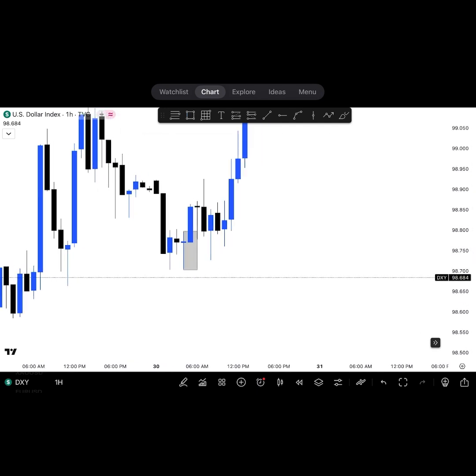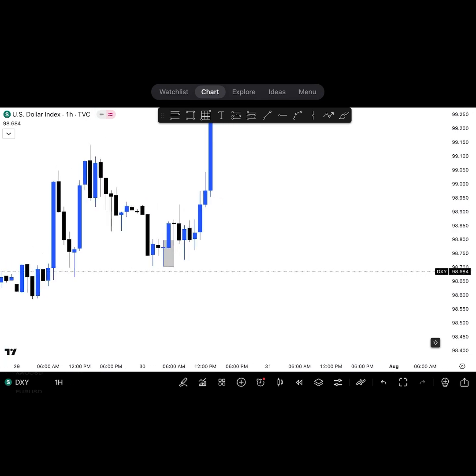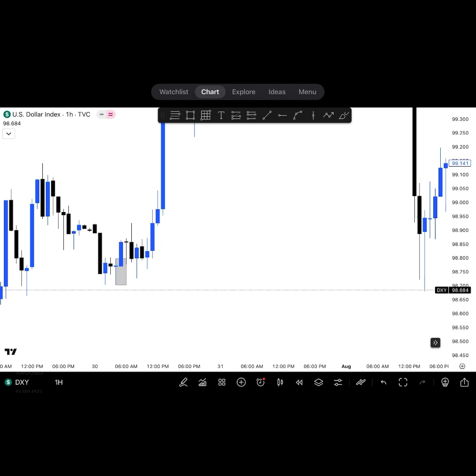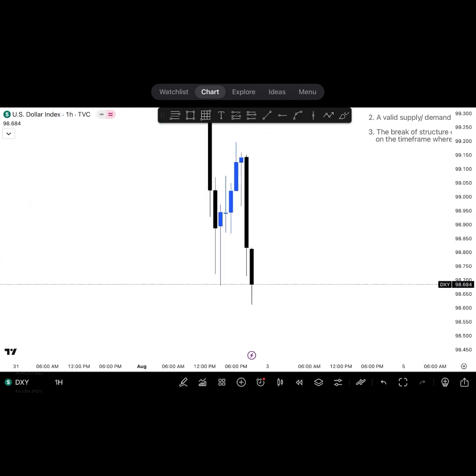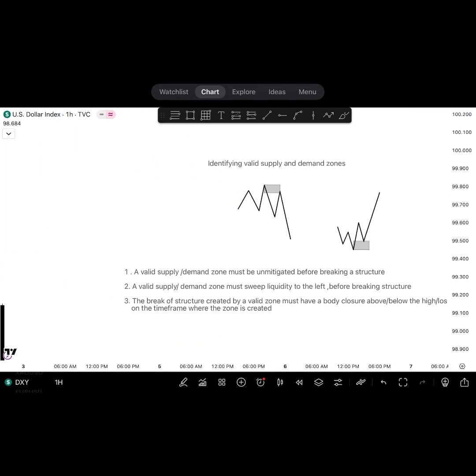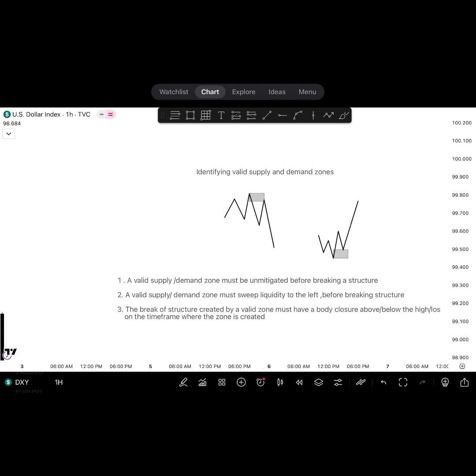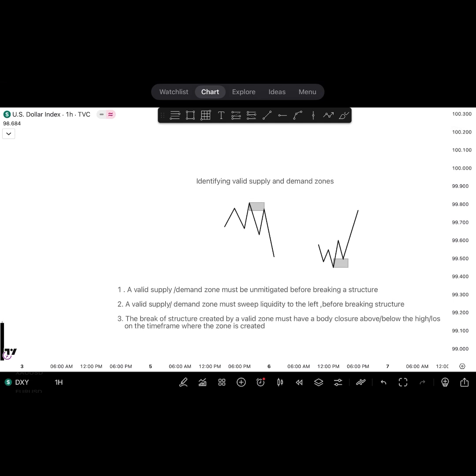Price does not have to go all the way and then maybe after a week come there. Once price has tapped into this zone that is meant to be the supply or demand zone, the probability of it working has reduced. So that is the first rule to take note of when we are looking at a valid supply and demand zone. And the second rule I have here is a valid supply or demand zone must sweep liquidity to the left before breaking structure.